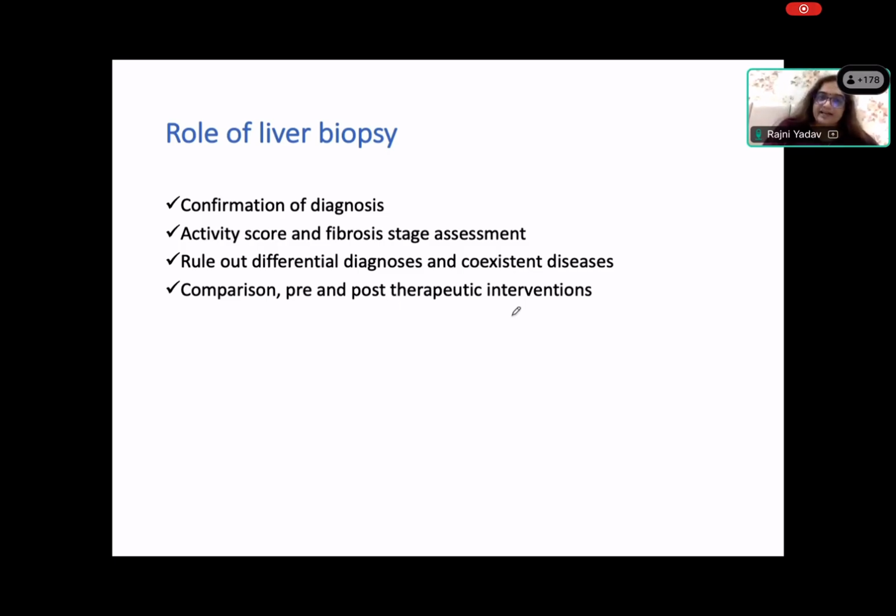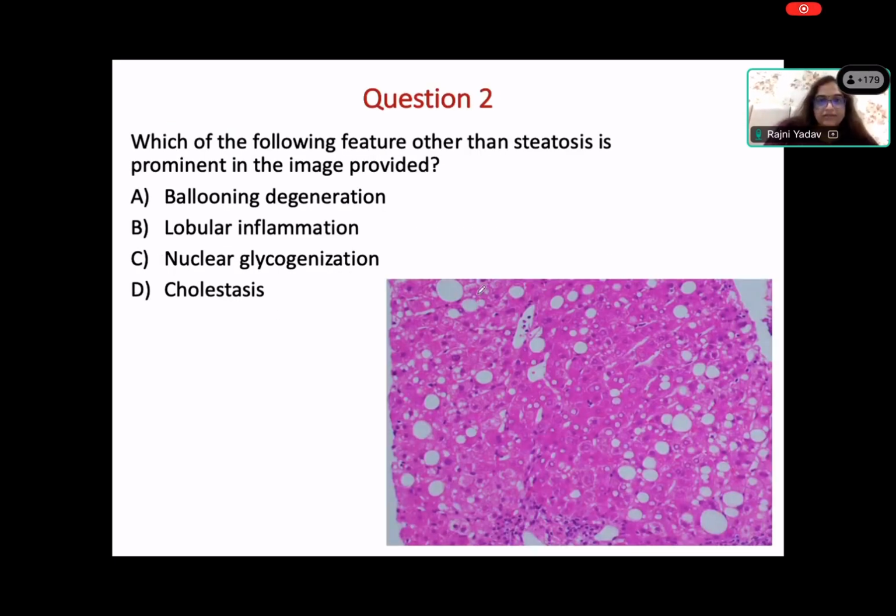Then if the patients have to be taken in the trials or they are undergoing a therapeutic intervention like bariatric surgery, so pre and post therapy, you can actually compare the scoring in the biopsies. So they are important for that also. So let's take another question.